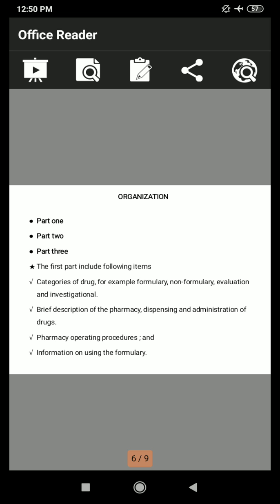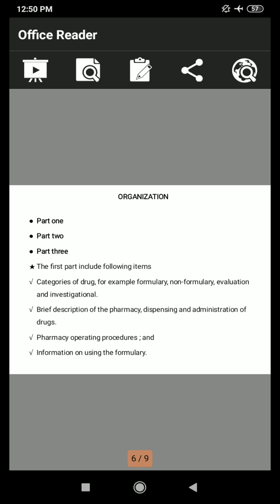In that, the hospital formulary consists of three parts. First is Part 1, then Part 2 and Part 3. Part 1 gives the information on the hospital policies and procedures concerning drugs. Then Part 2 is the drug product listing, and Part 3 is special information. And Part 1 includes the following items.